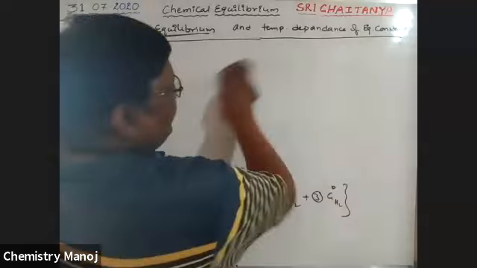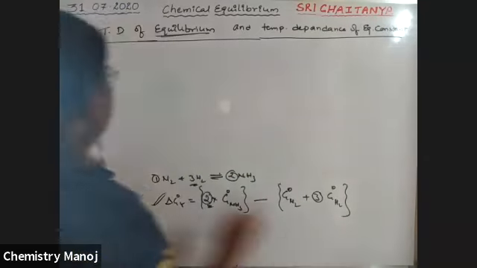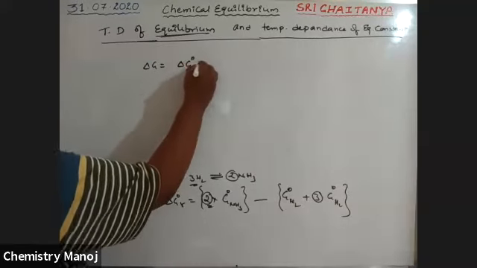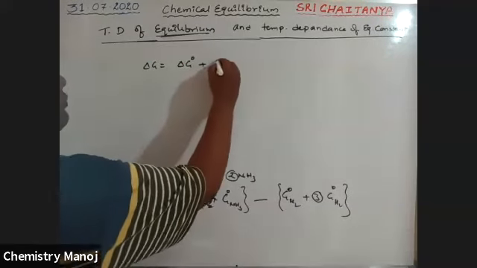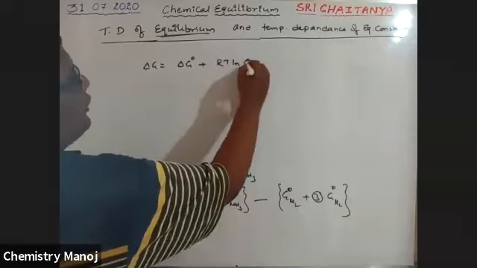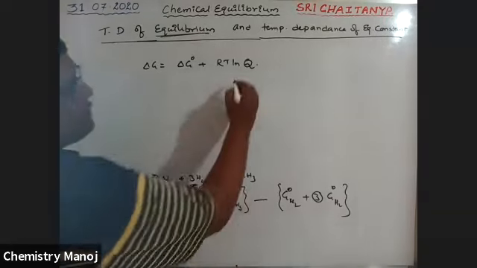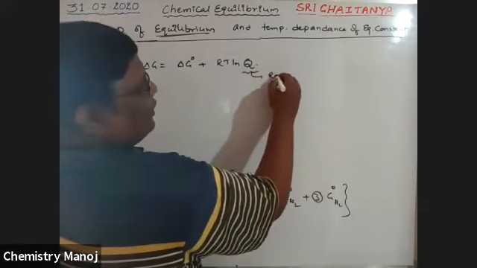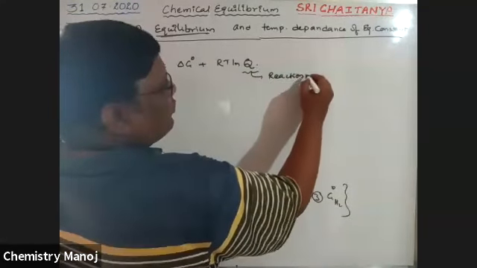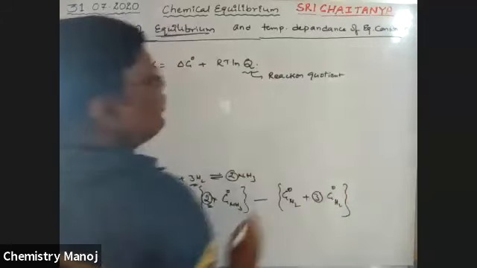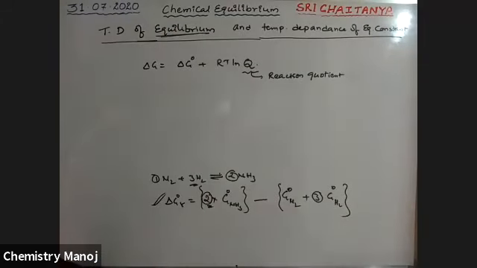Already I told you in the thermodynamics topic that we have the formula delta G is equal to delta G naught plus RT ln Q. What is this Q, sir? Q is nothing but the reaction quotient.